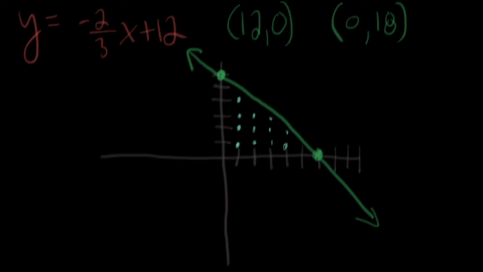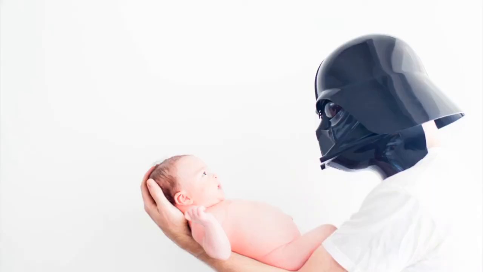So there you go. Using kind of, if you want to use slope-intercept form, and then using the intercepts as well.